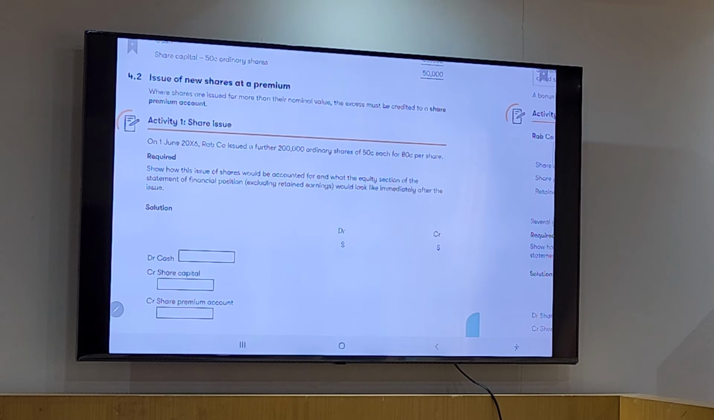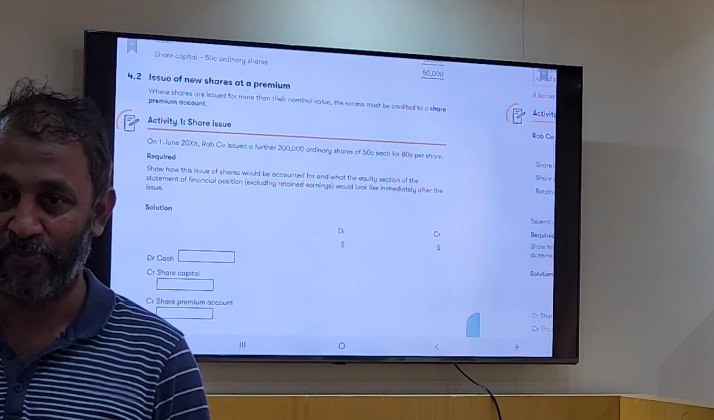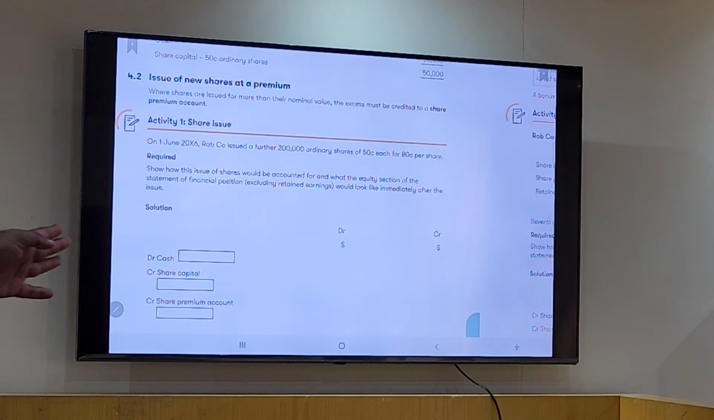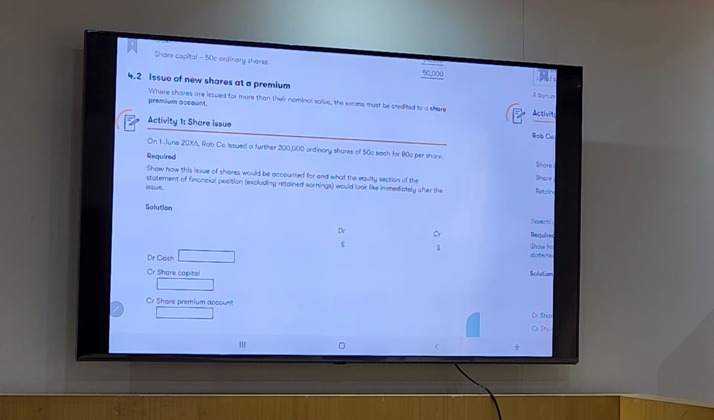What do you think these boxes are for? Debit, credit. No, debit, credit, no. Amount there. What do you think? How much is what? Share capital, cash and the sum. According to the calculation, here you have to show the calculation. 200,000, just like multiplication or whatever.